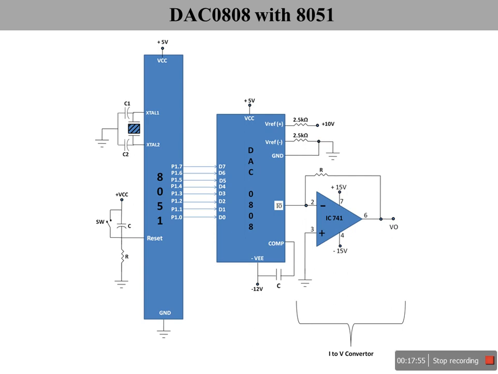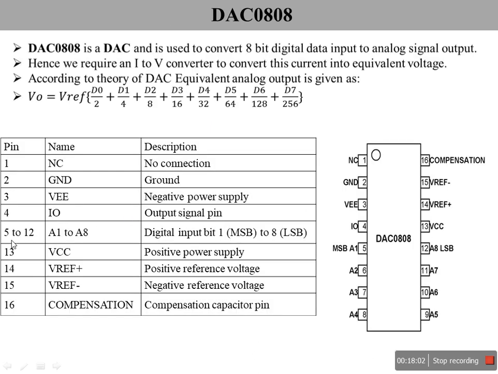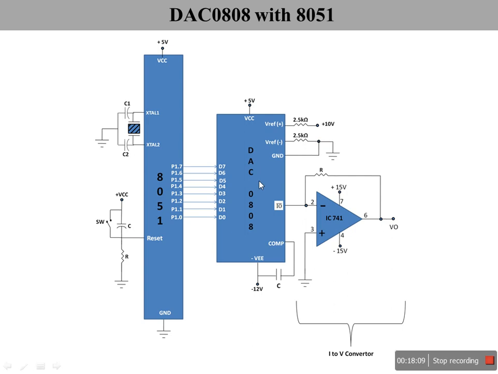Let us see how we can connect this DAC 0808 with 8051, since it has digital pins D0 to D7. You can see here that pin numbers 5 to 12 are the 8 digital input pins. So it takes the digital input and starts conversion. This circuit IC741 is an operational amplifier, op amp, which takes the current and converts it to voltage. It takes the digital data from these pins of 8051. So this is a very simple circuit with the DAC 0808.